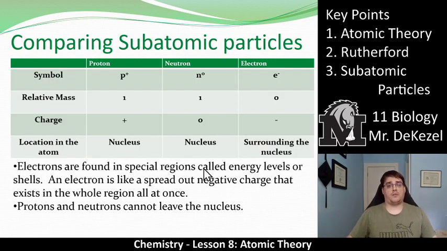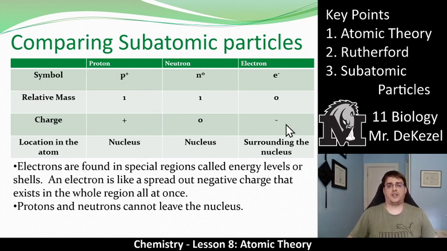When we compare these particles, we have symbols for them. They're given here. Protons are P positive, neutrons are N zero, and electrons are E negative. Those are for positive charges, no charges, and negative charges. We'll get into what the mass means, but just so you know, protons have mass, neutrons have mass, and electrons have almost no mass at all. That is why there is a concentration of mass in the center and then space all around on the outside, as proven by Rutherford's experiment.